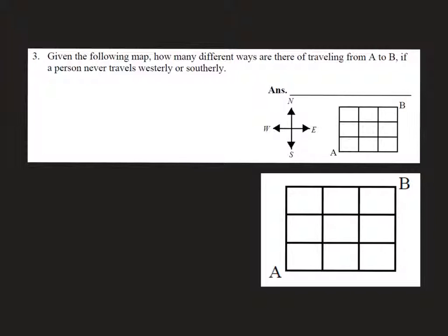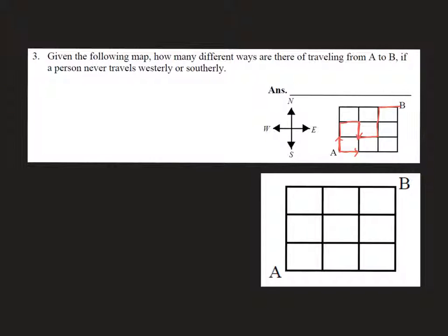So the problem says that you can only move this way or that way. For example, a path that looks like this is not allowed because here you're going down. There are two ways to do this, and first let's look at the way where you categorize the lattice by the number of ways to get to each point.